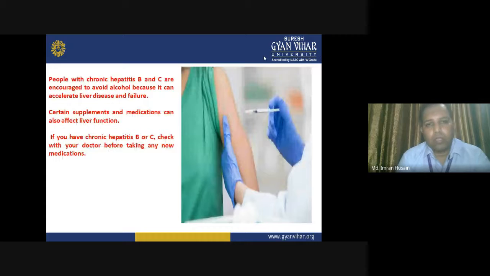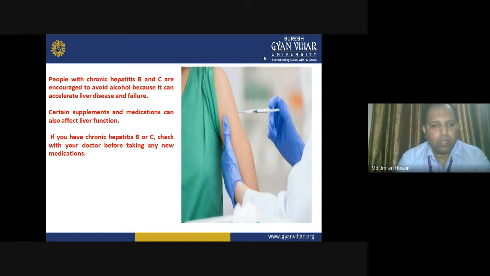So, people with chronic hepatitis B and C are encouraged to avoid alcohol because it can accelerate the liver disease and failure. Certain supplements and medications can also affect liver function. If you have chronic hepatitis B and C, check with your doctor before taking any new medication.